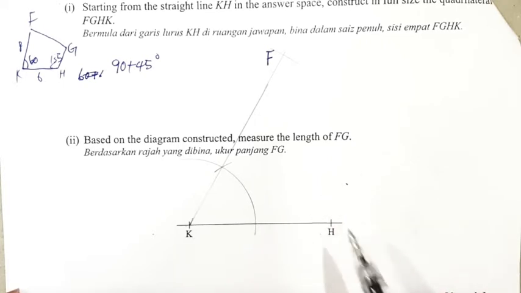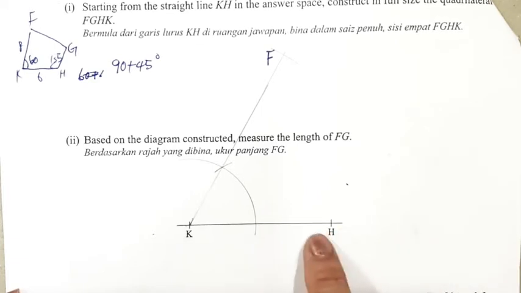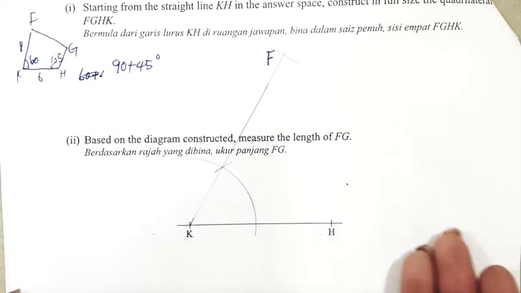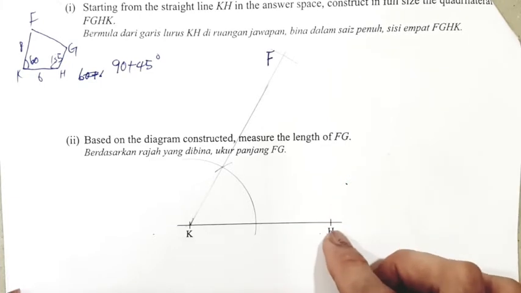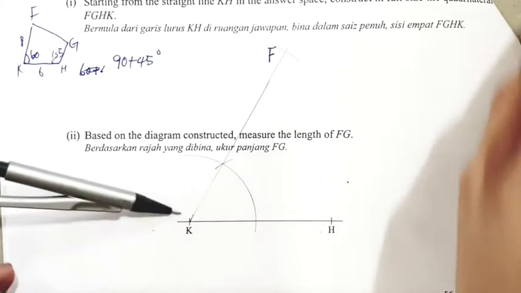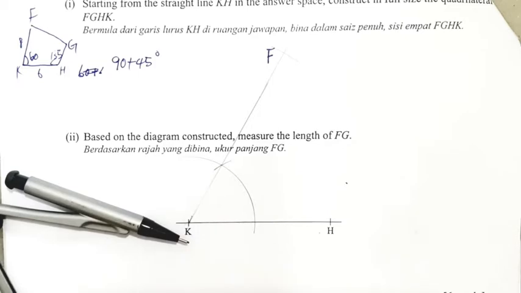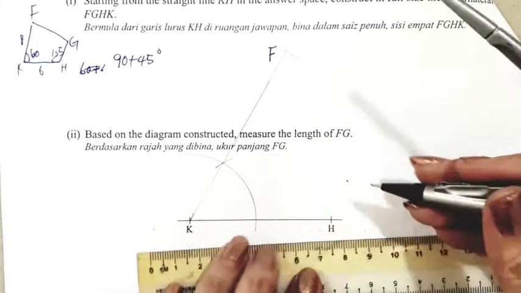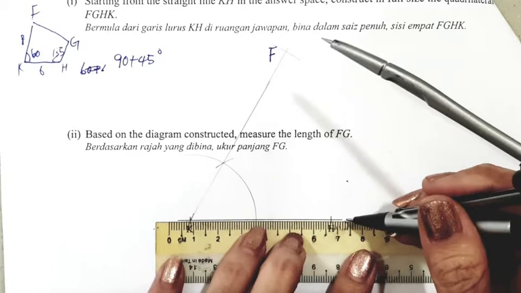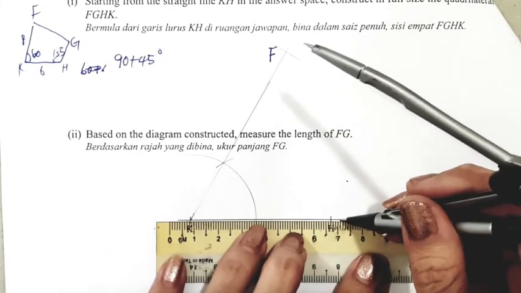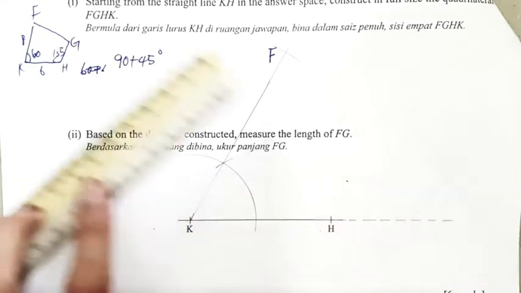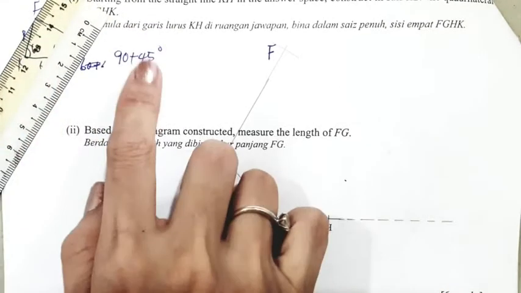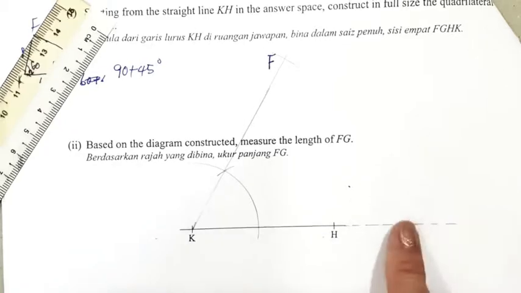Okay, so let's construct. I just need to get the 45. So let's construct the 45 over here. Okay, so this one I need to extend. I need to extend the H, the line of KH. Okay, so I got to extend this one. Now I need to construct 45 from the other side of H, from this side.